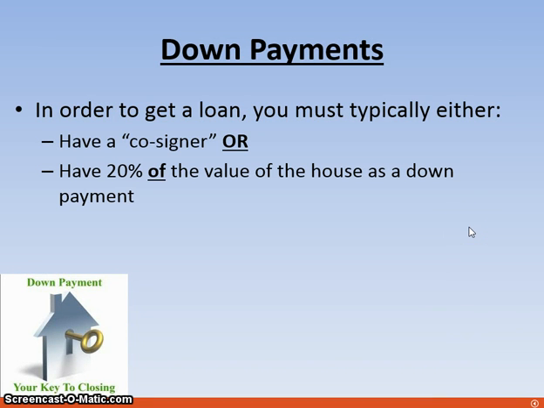Now, why do we need down payments? We need down payments because banks usually make 2 stipulations on being allowed to get a loan. And that is, you either have to have a co-signer, someone who already has a house that's willing to sign their house against yours, or you must have 20% of the value of your home as a down payment. And notice, there's that word again, of.